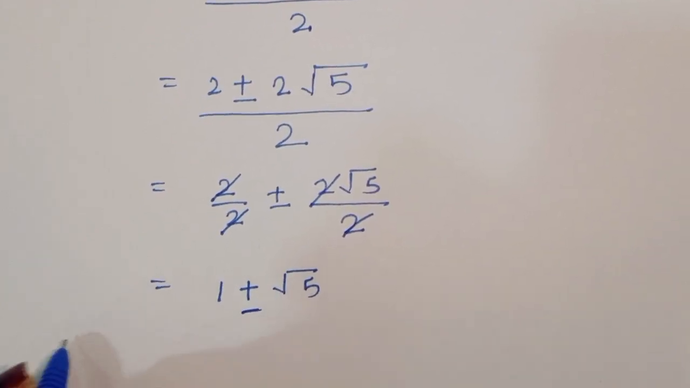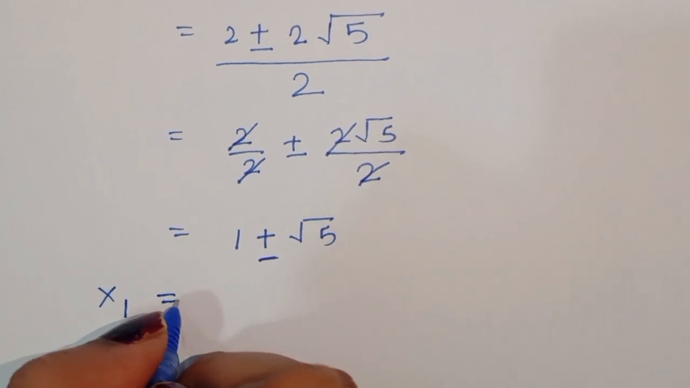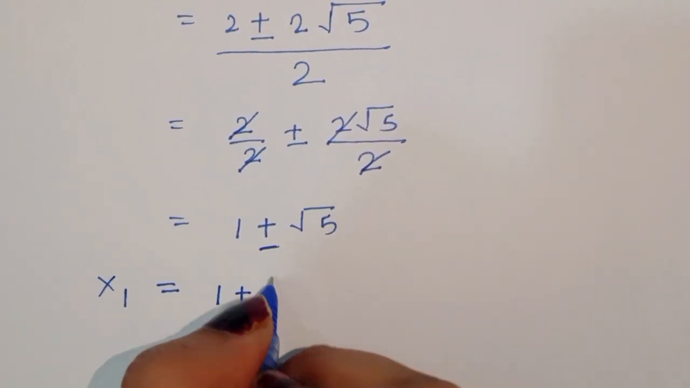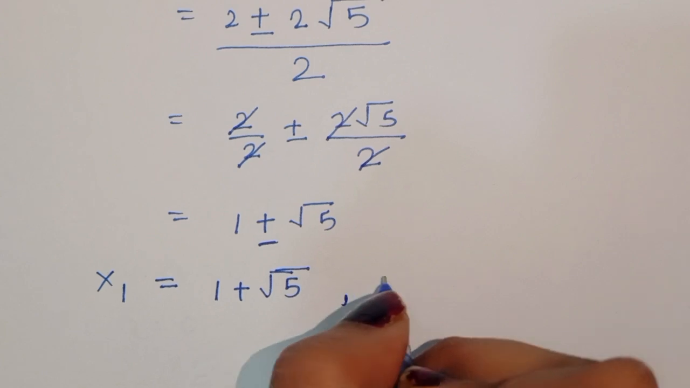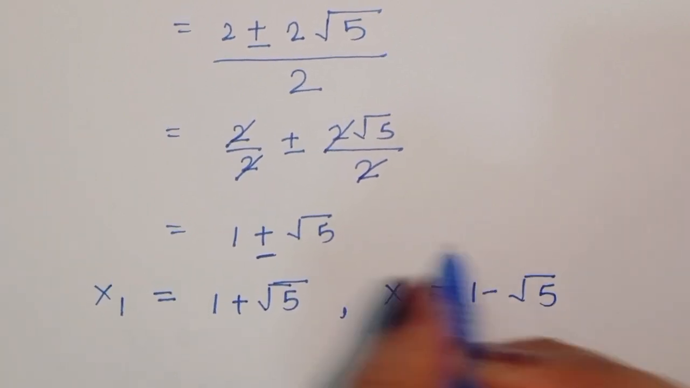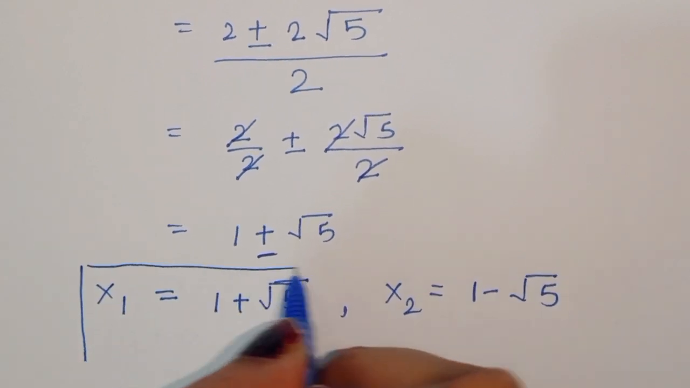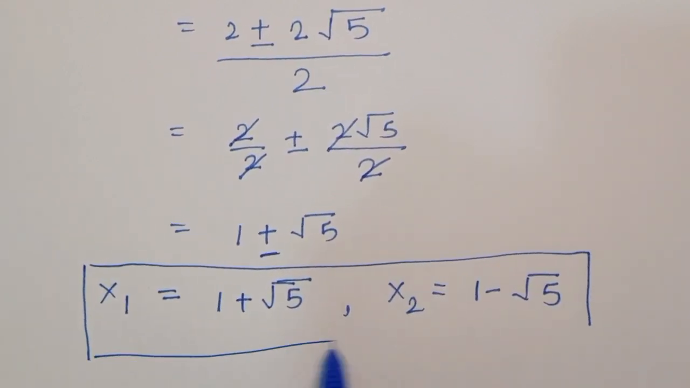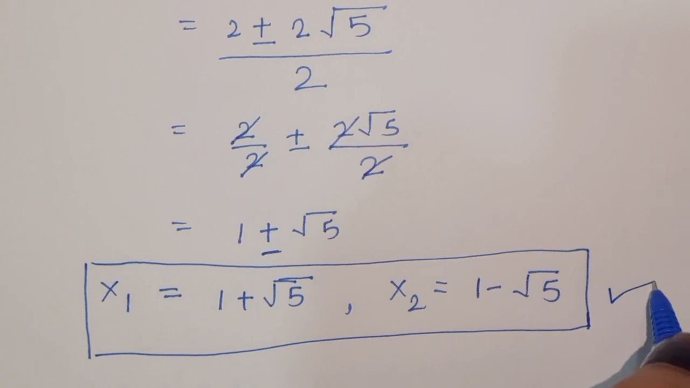So the value of x1 is equal to 1 plus square root of 5, and the value of x2 is equal to 1 minus square root of 5. This is the value of x1 and x2 in this solution. Thank you.